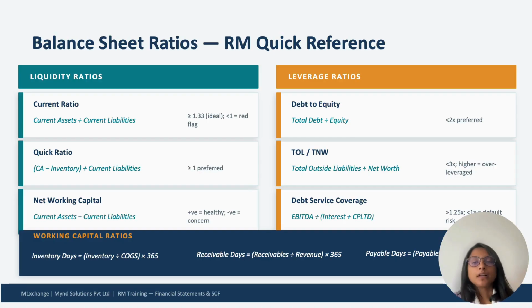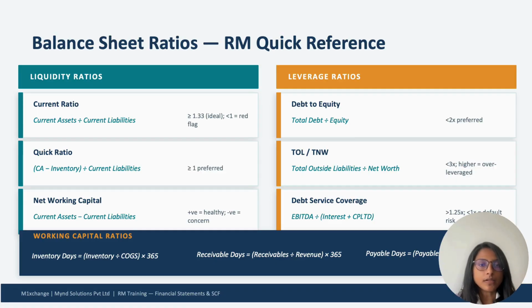Okay, now coming to the leverage ratios. The first is your debt to equity, that is, how much fund is raised from the market to how much fund is actually from the shareholders will give me my debt to equity, right?